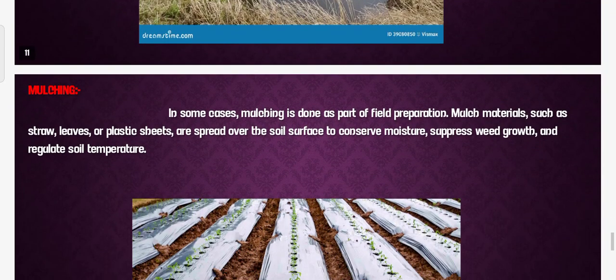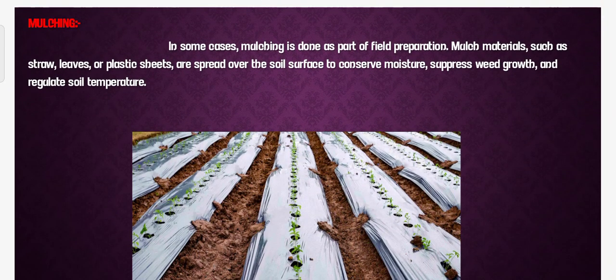Tenth one is mulching. Mulching is a practice that involves covering the soil surface around plants with a layer of organic or synthetic material. This protective layer serves several beneficial purposes to support plant growth and improve agricultural productivity. Uses of mulching are: it conserves soil moisture, it suppresses weeds, it helps to regulate the temperature, it controls soil erosion, and it improves crop quality.